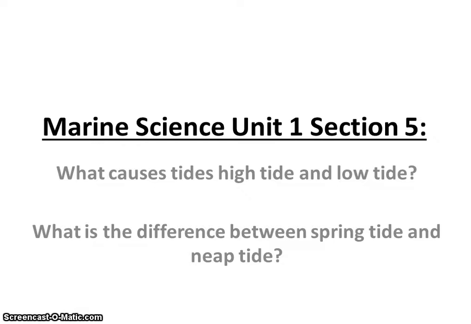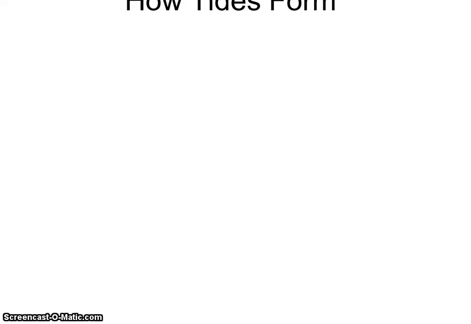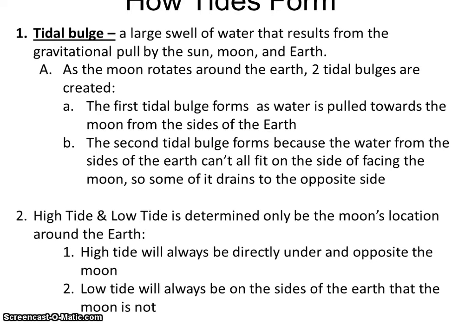So, in this lesson, I'm going to explain to you what causes high tide and low tide, and what the difference is between spring tide and neap tide and what causes them. And then we'll finish out the lesson by actually looking at the tides diagram and being able to figure out what is the spring tide and neap tide, what are the high tides and low tides. So, how do tides form?